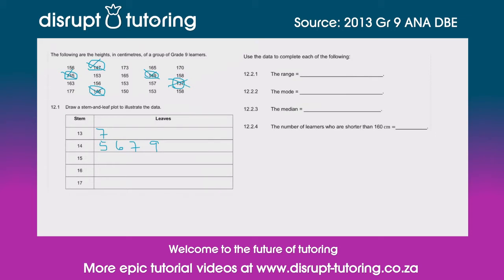Let's move on to our 15s. We've got a 156 over there. We've got a 153 there, 158 there, another 156 there, 153 there, and a 157 there. 150, 153, 158. Okay, so there's quite a few 15s. So let's order them now.